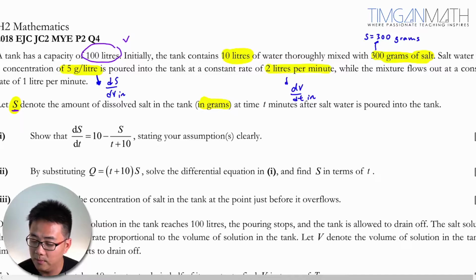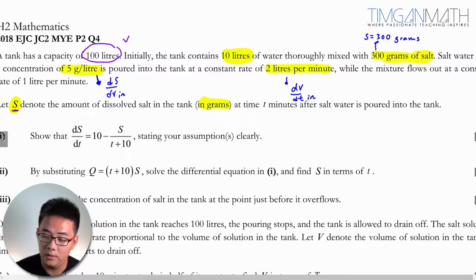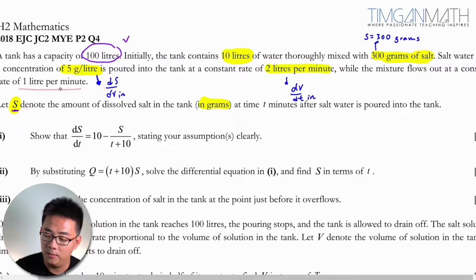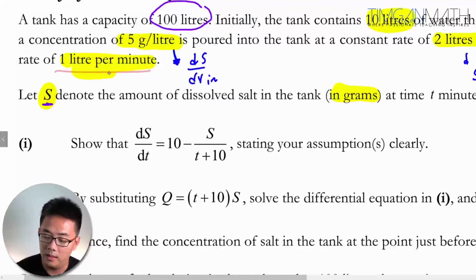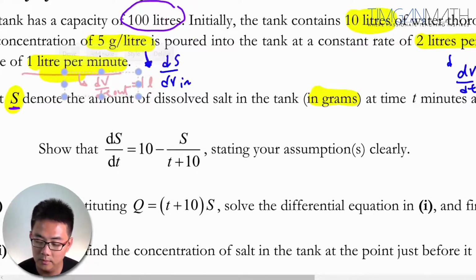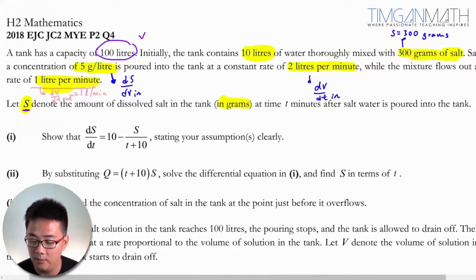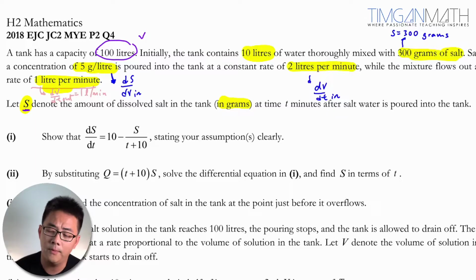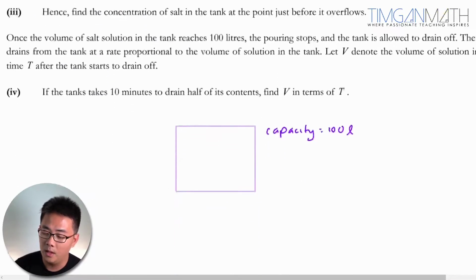So in other words, dV/dt out is 1 liter per minute. Okay, so that's about it. You are asked to show that dS/dt is 10 minus S over t plus 10. So I think that's pretty okay. Just slowly work out dS/dt.